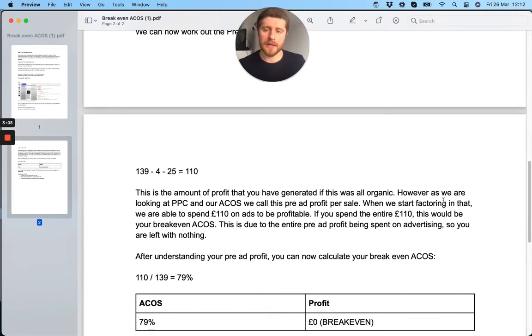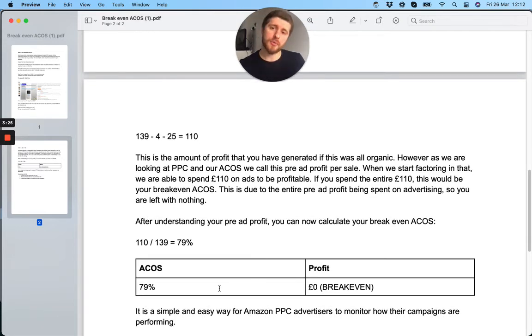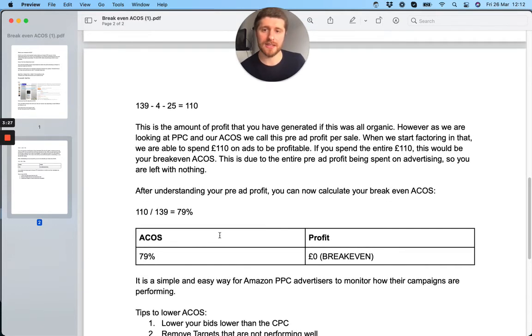And how we'd work that out as a percentage, because obviously ACOS is given as a percentage, is £110, your pre-ad profit, divided by the sale price, which is 79%. So your break-even ACOS is 79%.